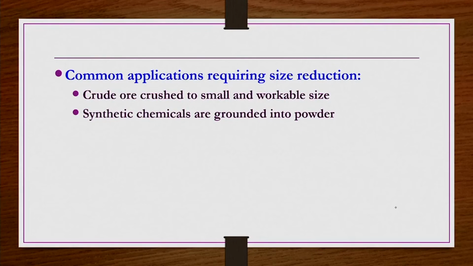Then synthetic chemicals formed after a given reaction need to be ground into a specified powder size. After a reaction, synthetic chemicals formed in solid form may not be in the required size. So there also you need size reduction, so that you can have a final product in a specified powder size as per the requirement of the consumer, or of the subsequent process, if it is not the final product.